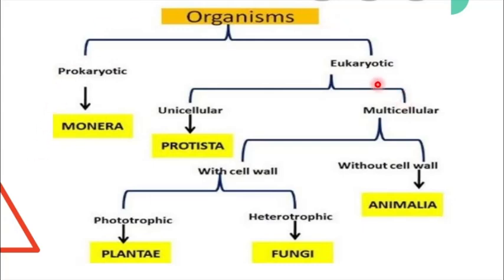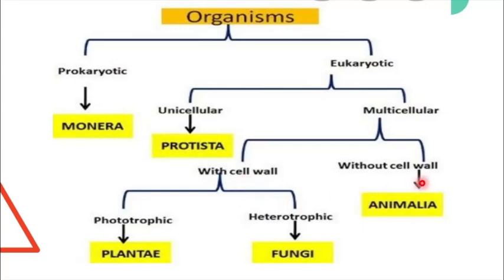Next is eukaryotes. Eukaryotes are divided into unicellular and multicellular. Now here these unicellular organisms have a well-defined nuclear membrane. So all the organisms which are unicellular and have a well-defined nuclear membrane are included in the kingdom Protista. Next is multicellular organisms, like we humans or the other animals and plants also. The multicellular organisms can be divided into two: first, with cell wall and without cell wall.